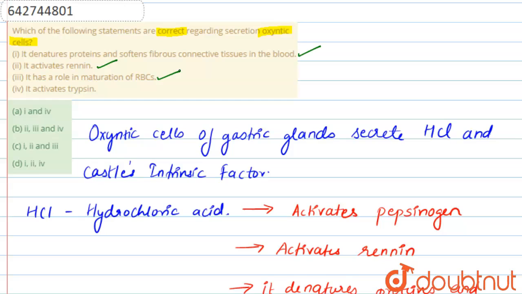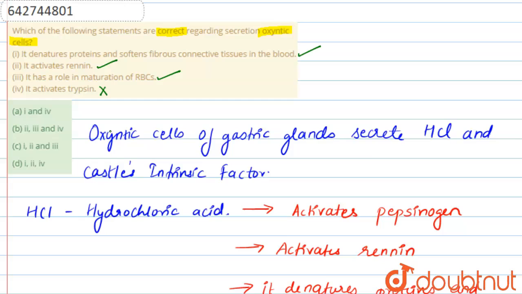Then statement 4, it activates trypsin. This is an incorrect statement because HCl activates pepsinogen into active pepsin. It has no role in activating trypsin. Trypsin is activated by enterokinase, which is present in the intestinal juice. The HCl or the secretions of the oxyntic cells have no role in activating trypsin. So statement 4 is incorrect.